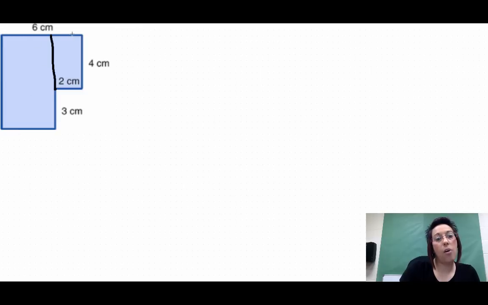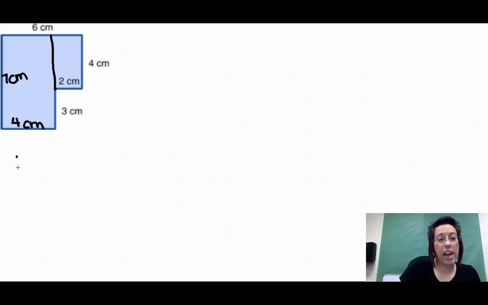If this all the way across is 6 centimeters and this little section is 2, we have to subtract to find this section. So 6 centimeters minus 2 centimeters is 4. We know this is 3 high and 4 high. That means this is going to be 7 centimeters tall.